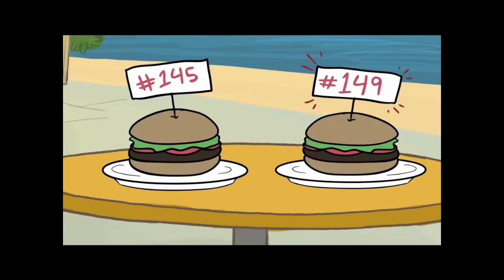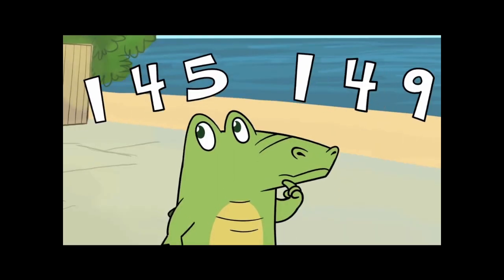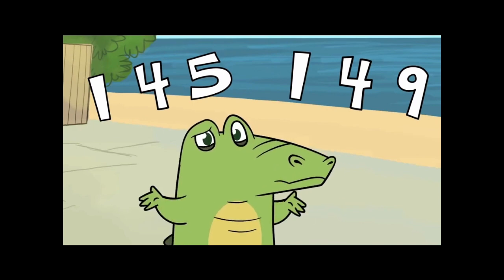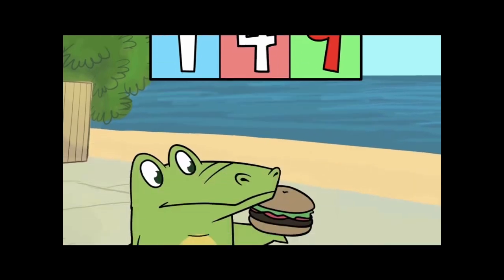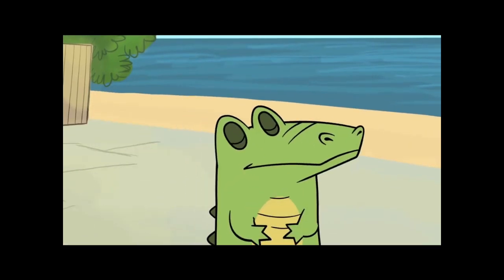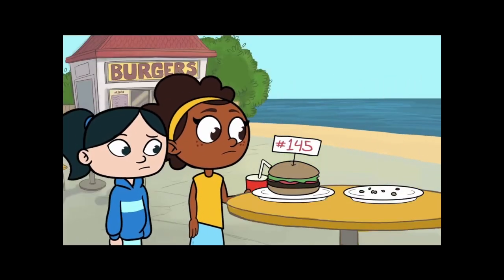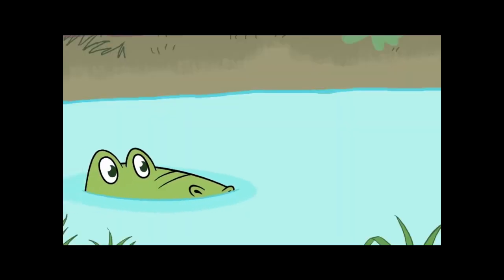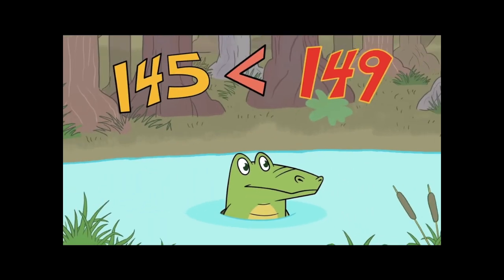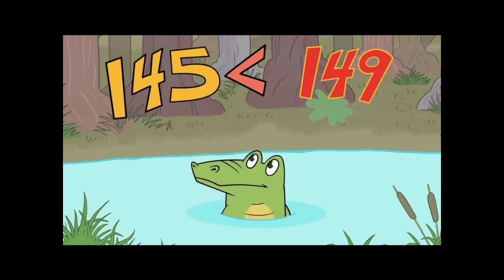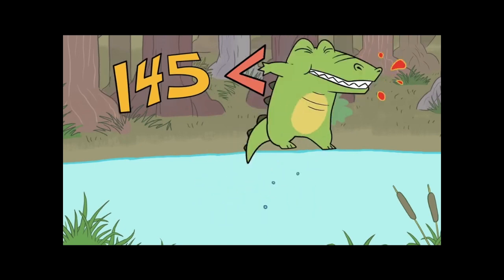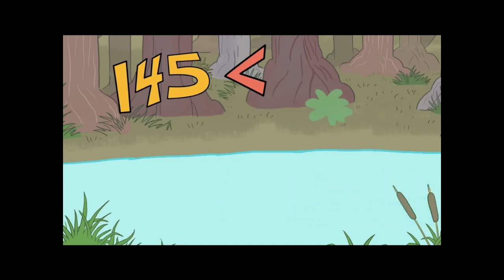145 and 149. The gator needs the greater value on the number line. He looks at the place values from left to right. 9's the greatest ones place, so he takes a big bite. The hungry alligator eats the number that's greater. The number that is least is never part of his speech.